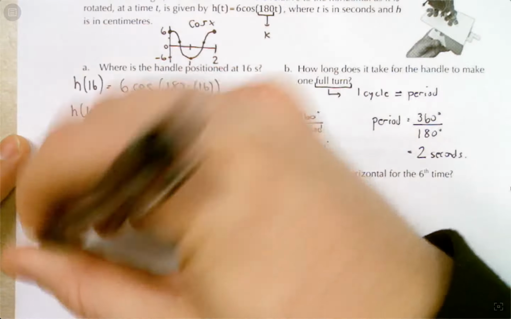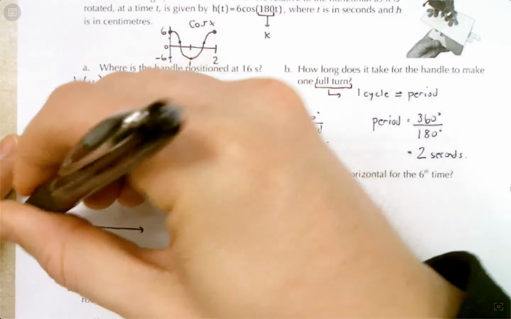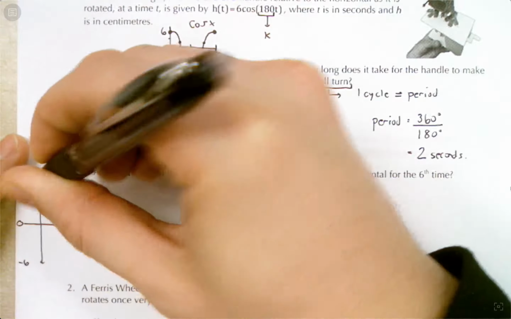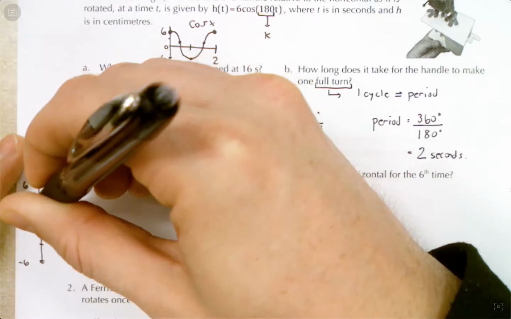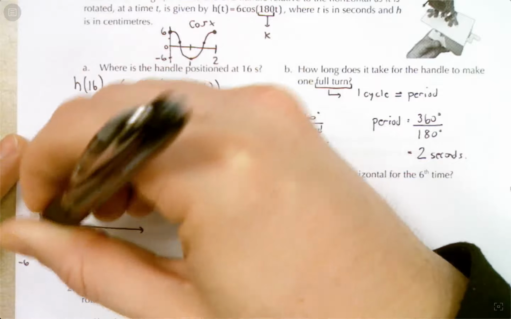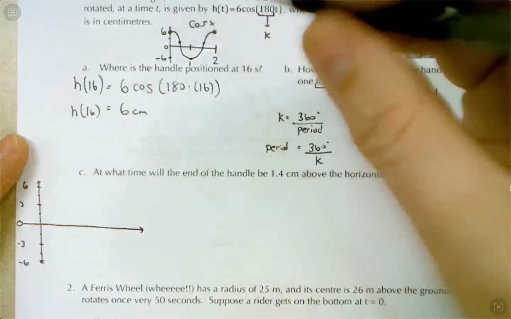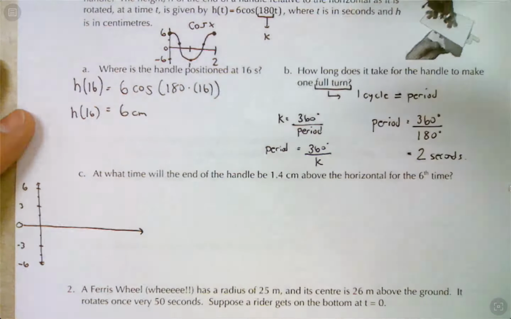Now we got an opportunity to draw a little bit more detailed graph. Nice sketch here. So we got 0, we know our max is 6, we know our min is -6. So we got 3, -3, 1.5, 4.5. A little bit better of a scale here. We know 1 cycle's every 2 seconds, and if we want to get to the 6th time, we're going to have to do a couple cycles.